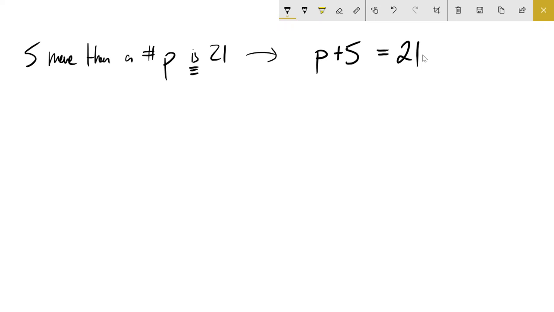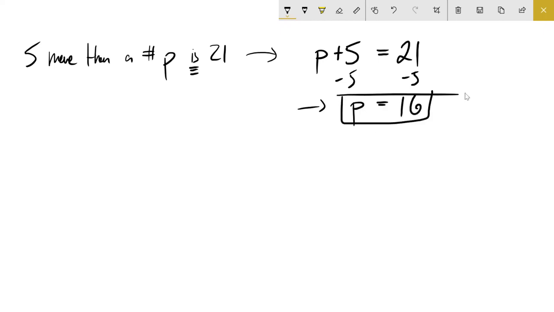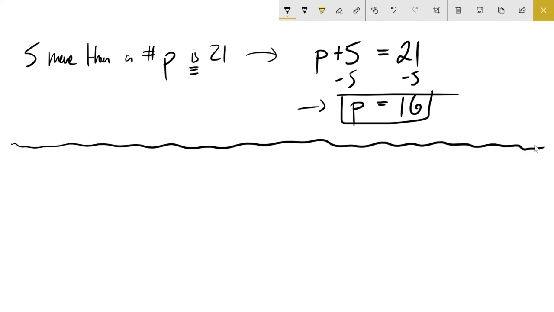So then, how do you solve this one? You got the plus 5 over there next to P. You want to get rid of it. What do? Minus 5, minus 5. So you're just left with P equals 16. All right? Any questions on that one?